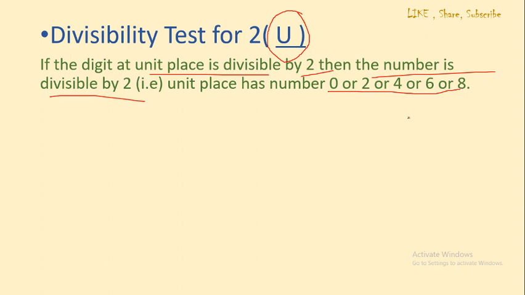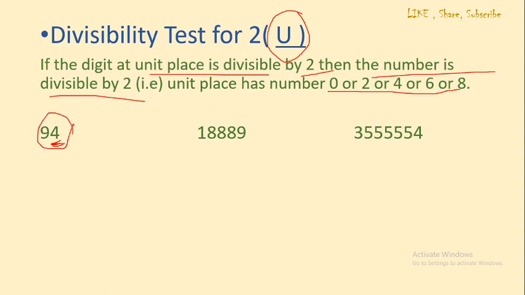So let us see an example and understand it. Here I have an example, 94. You can see at unit place, एकक स्थानी इकडे 4 आहे. मग 4 हा 2 ने भागला जातोय का? Is 4 divisible by 2? Yes, 4 is divisible by 2, because 0, 2, 4, 6, 8 are divisible by 2. That is the only, it is a table of 2. So 94 is divisible by 2.